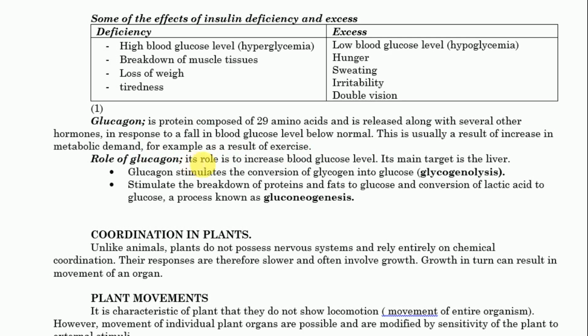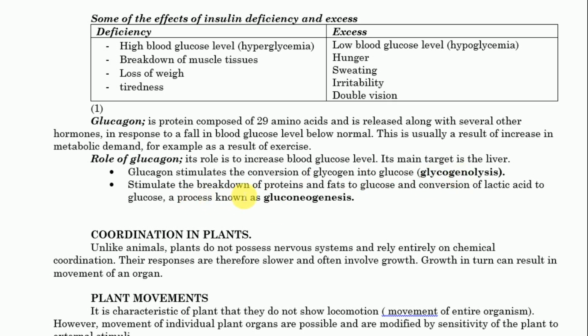The role of glucagon is to increase blood glucose level. Its main target is the liver. So glucagon stimulates the conversion of glycogen into glucose. That is glycogenolysis.